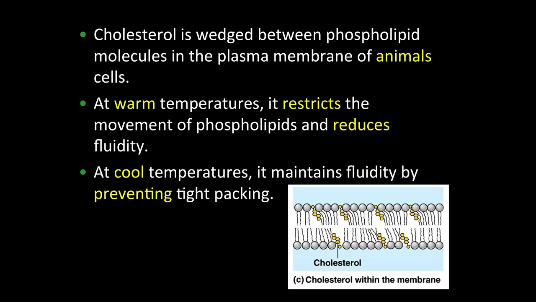So at cool temperatures, cholesterol maintains fluidity by preventing this tight packing of the phospholipids. So again, it does it differently according to the temperature. At warm temperatures, it will reduce fluidity by restricting movement of the phospholipids, and at cool temperatures, cholesterol is going to maintain fluidity by preventing tight packing of the phospholipids.